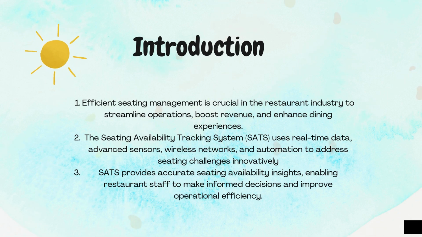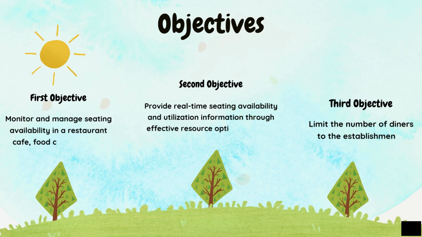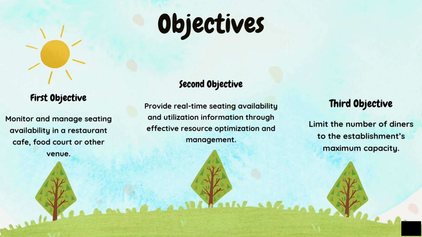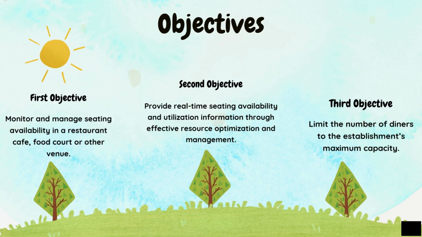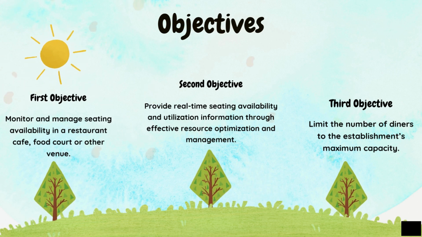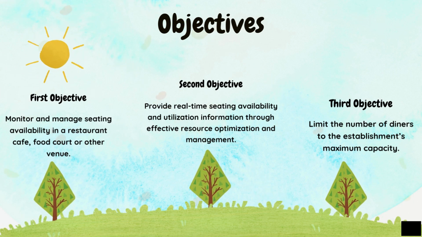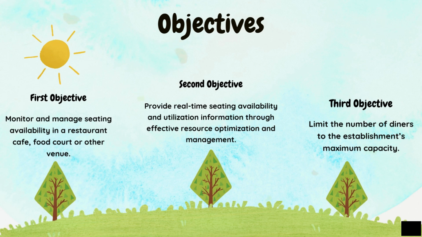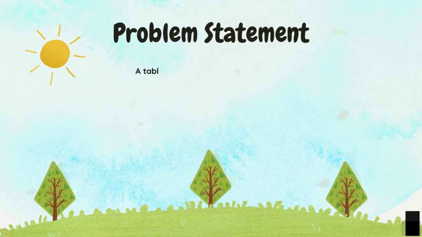operational efficiency. The objective of the seating availability monitoring system is to monitor and manage seating availability in a restaurant, cafe, food court, and other venues. It provides real-time seating availability and utilization information for effective resource optimization and management. It limits the number of diners to the established maximum capacity. Nowadays we must go to the restaurant to see if it is full or not. So with our project, we don't have to go to the restaurant; we can just see through the app or outside the restaurant.